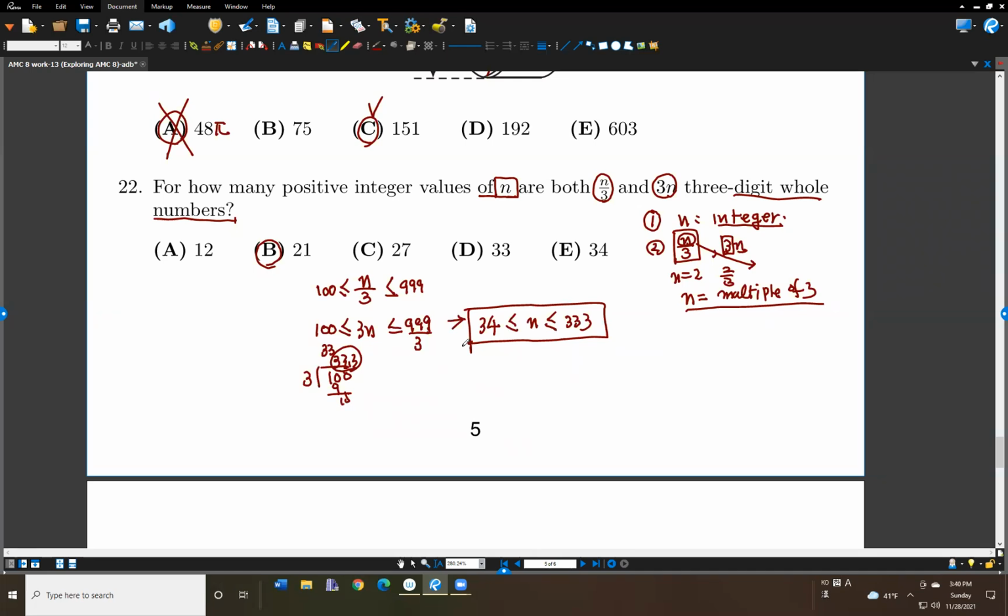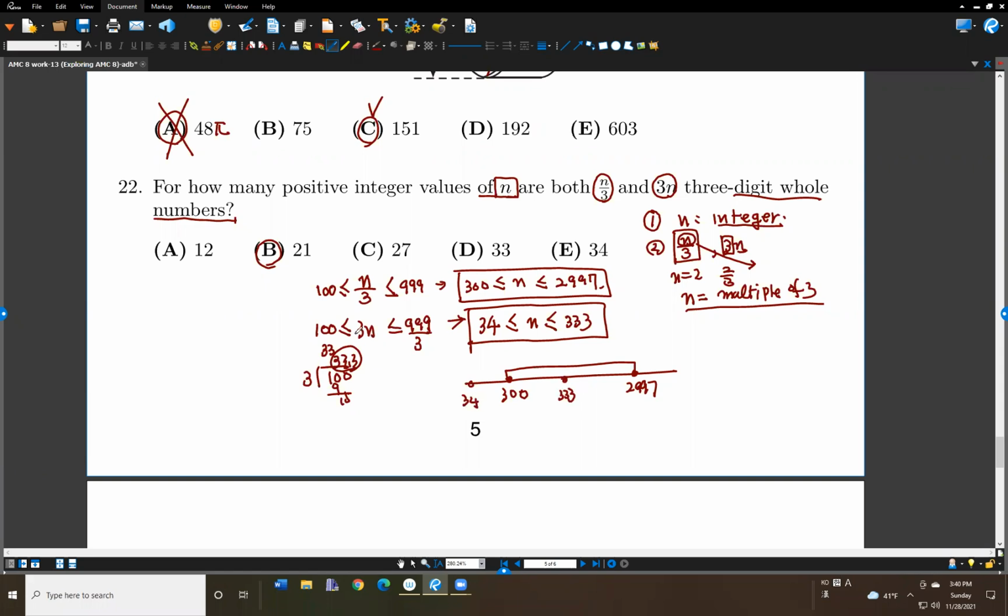Okay. From here, times 3 over here, 300 times 3, and 999 times 3 is what? 2997. Okay. So it should satisfy both of the two. The first one, it should be greater than, okay, I'm gonna write that. Greater than 300, but less than 2997. It should be between these two numbers. And also the other one, 34 over here and 333.